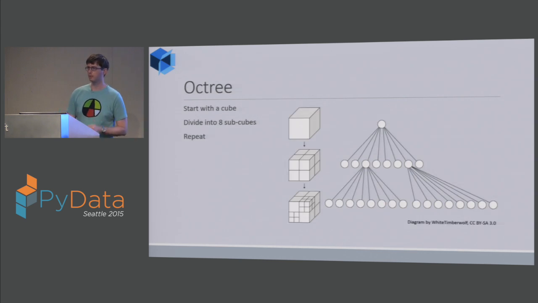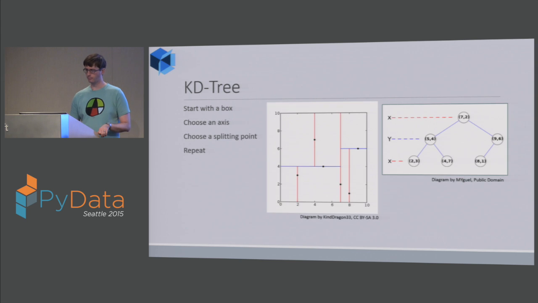So some common ones are the octree. Now in an octree, you start with a cube, you divide the cube into 8 subcubes, then you maybe pick some of those and you keep subdividing. Very simple. It's a tree, pretty easy to work with.